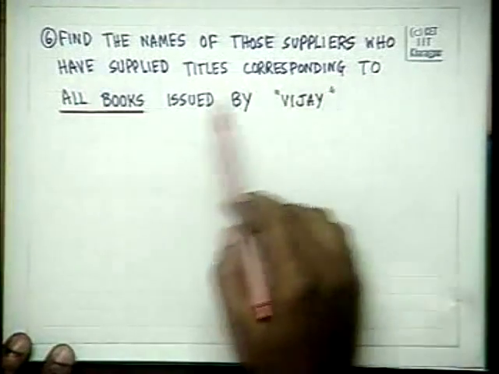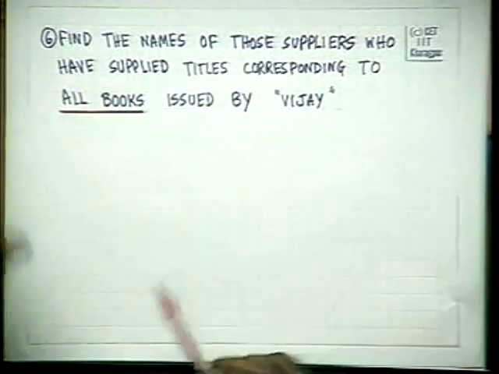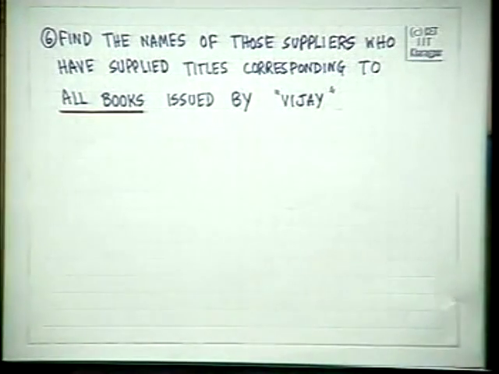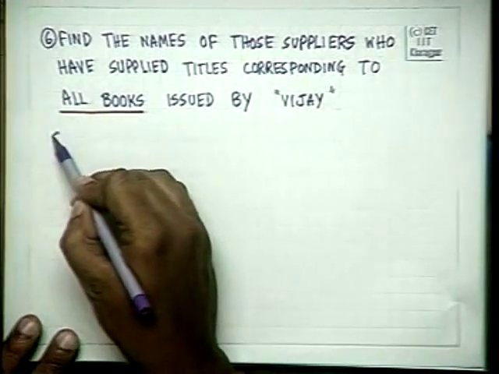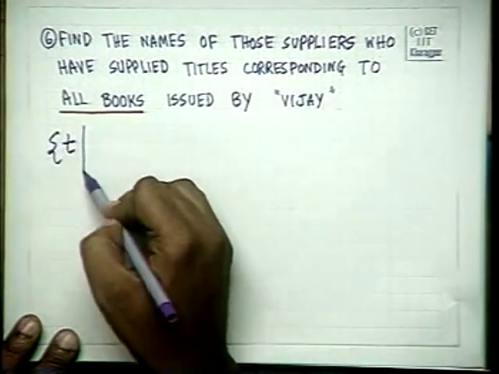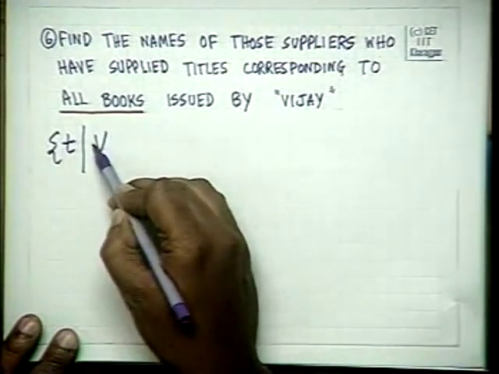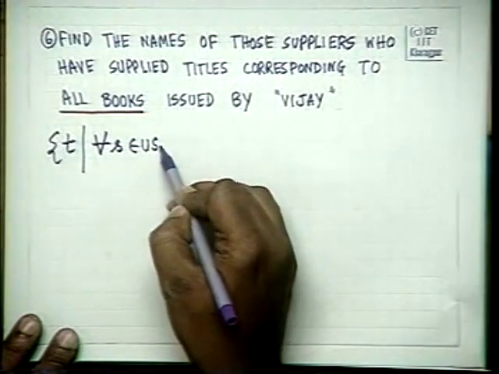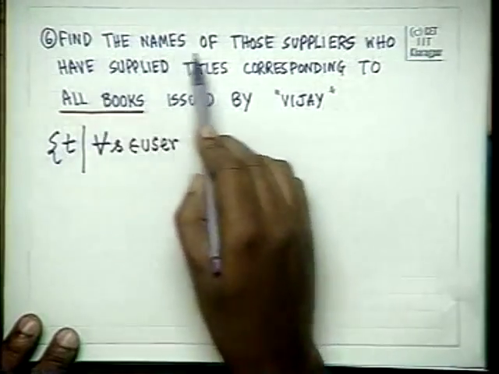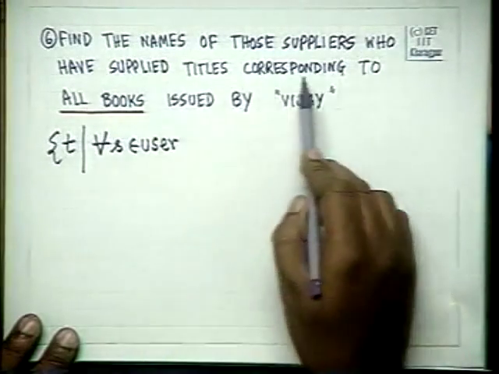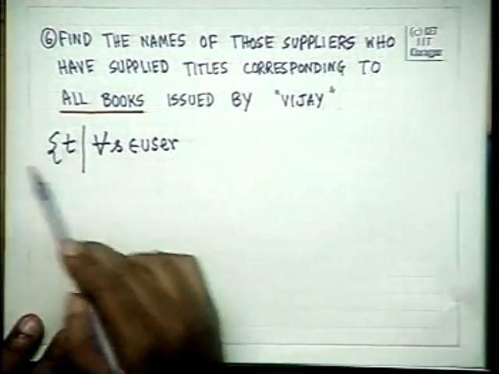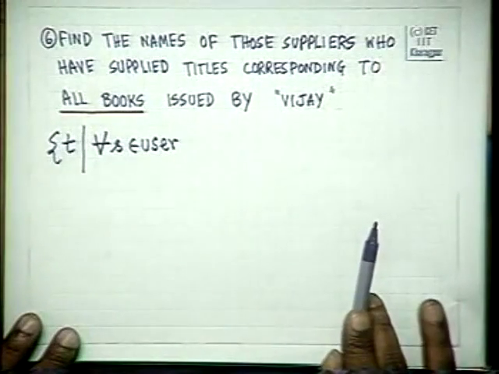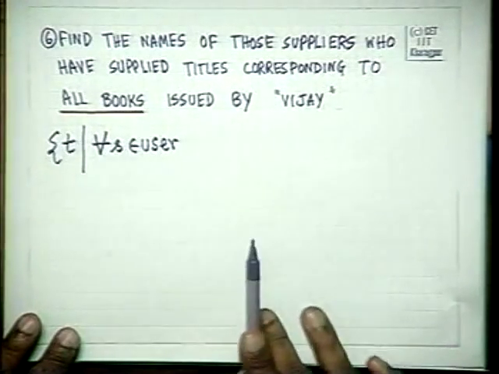We will use that idea to solve this particular problem using the contains relation. T, for all S element of user, find the names of suppliers who have supplied titles corresponding to all books issued by Vijay. This is not all accession numbers, all titles.